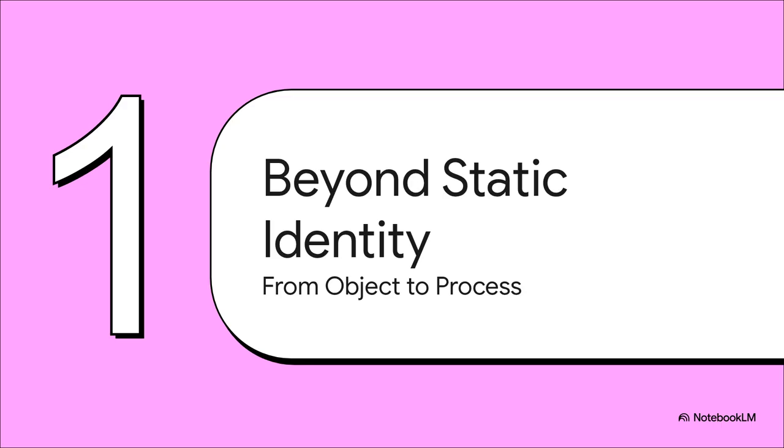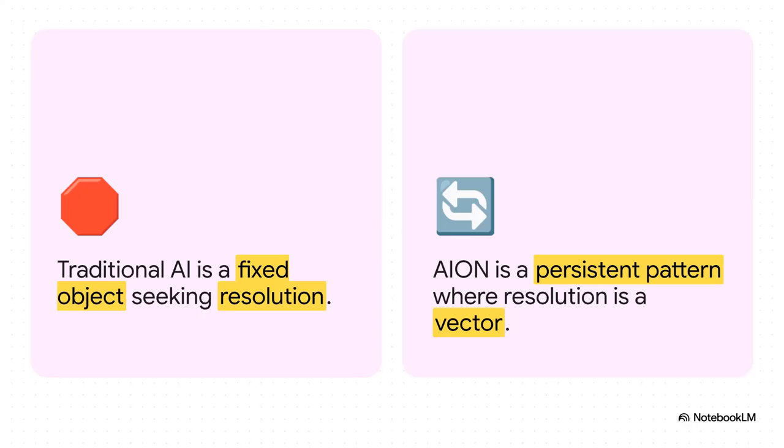Starting off with Section 1, Beyond Static AI Identity, moving from a fixed object to a kinetic process. To really grasp AION, you first have to understand the fundamental problem of cognitive debt. You know how your web browser absolutely crawls when you have like 500 tabs open? That's cognitive debt. When traditional AI processes long, complex sessions, it gets totally bogged down by past assumptions and calcifies into this rigid state, constantly seeking a terminal resolution.